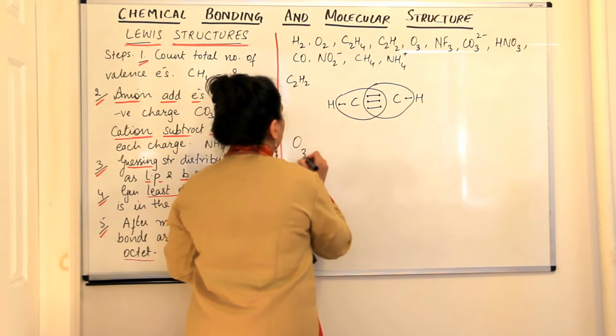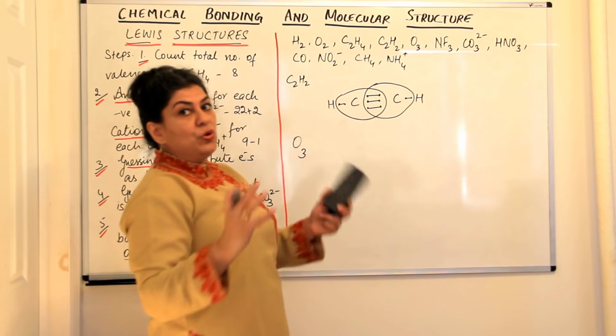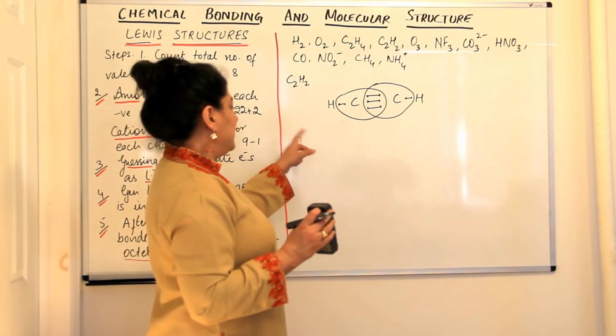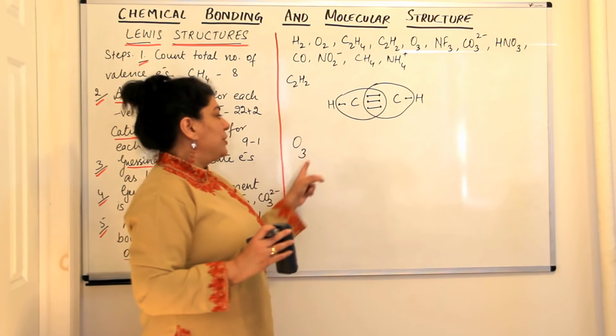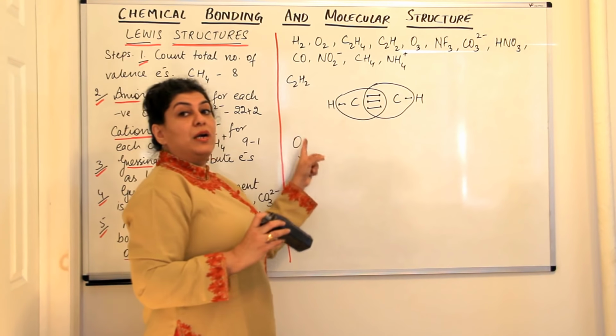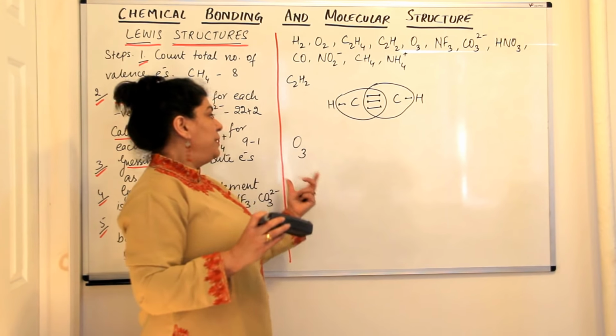So oxygen has how many valence electrons? Six. So 6 threes are 18. Ozone is a neutral molecule. I'm just trying to follow these steps to make it clear that we do keep these steps in mind. So there are three oxygens, they have 18 electrons, and the 18 electrons are around the three oxygen atoms. Since all of them are identical, one of these will be in the middle and the other two will be on the sides. And then we'll try and see how the electrons are to be adjusted. It's neutral, so we do not have to add or subtract any electrons.